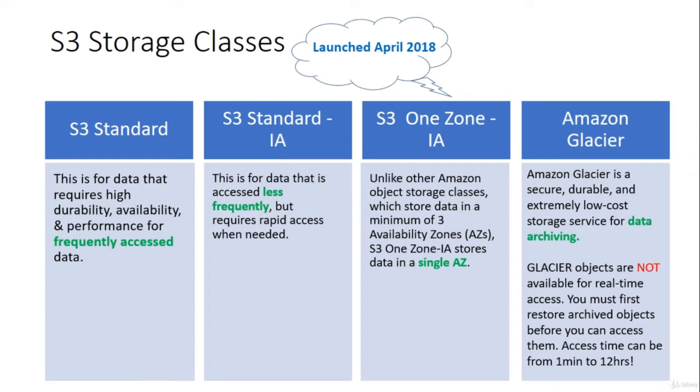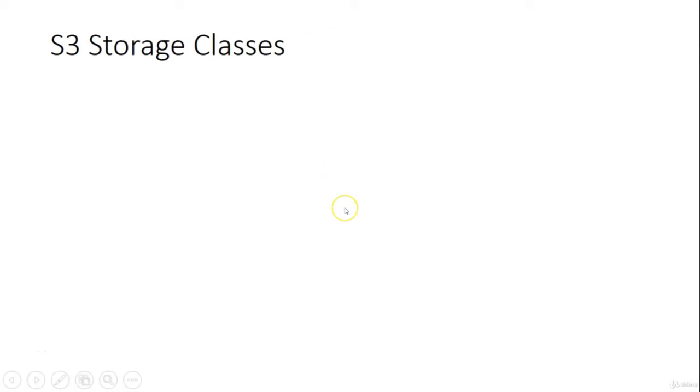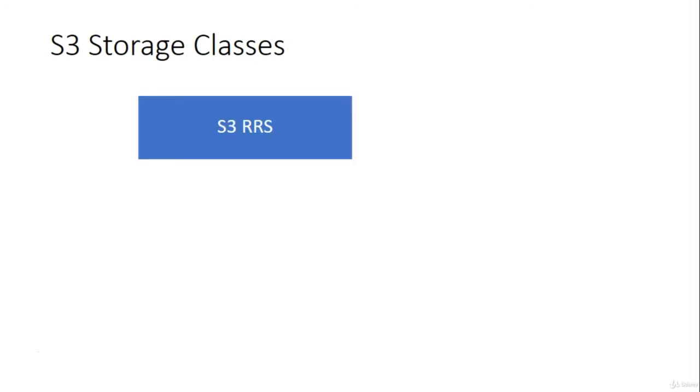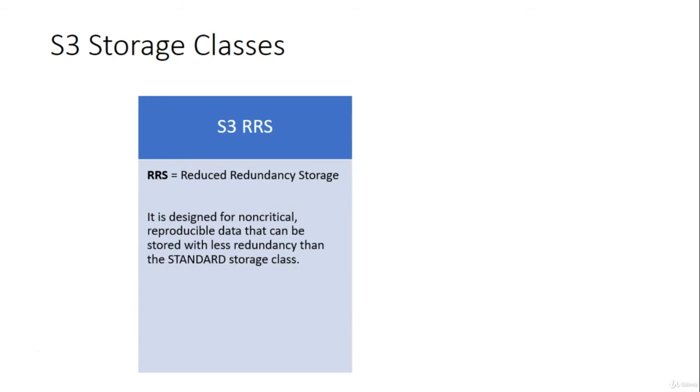S3 one zone IA has been launched recently, in April 2018. There's another storage class as well, called S3 RRS. RRS stands for Reduced Redundancy Storage. It is designed for non-critical reproducible data that can be stored with less redundancy than the standard storage class. With the launch of S3 one zone IA, this RRS storage class might get deprecated in the near future. So for the time being, you can just ignore it.